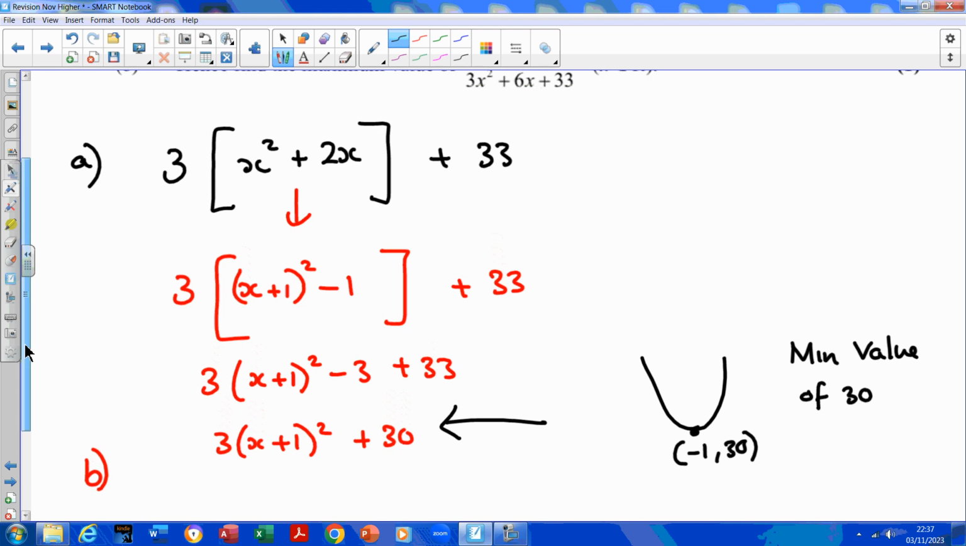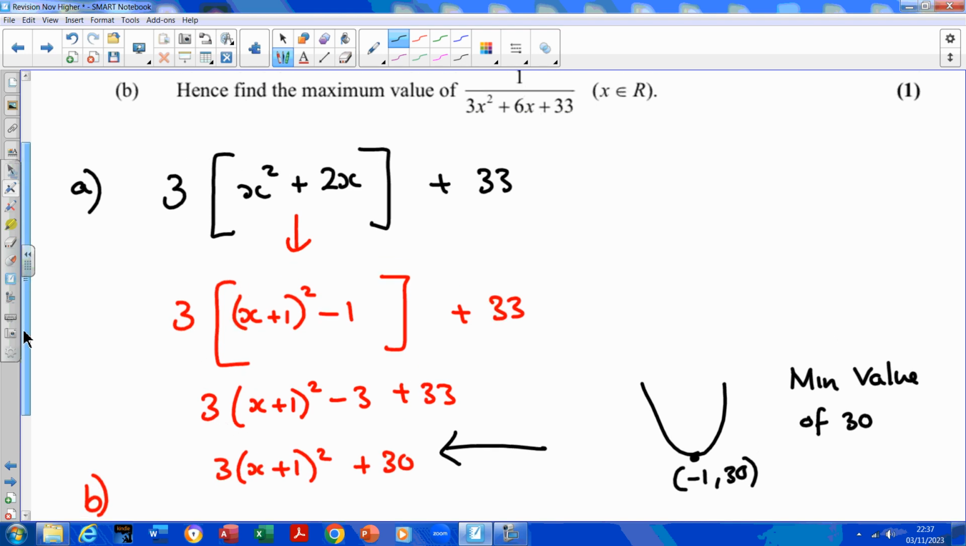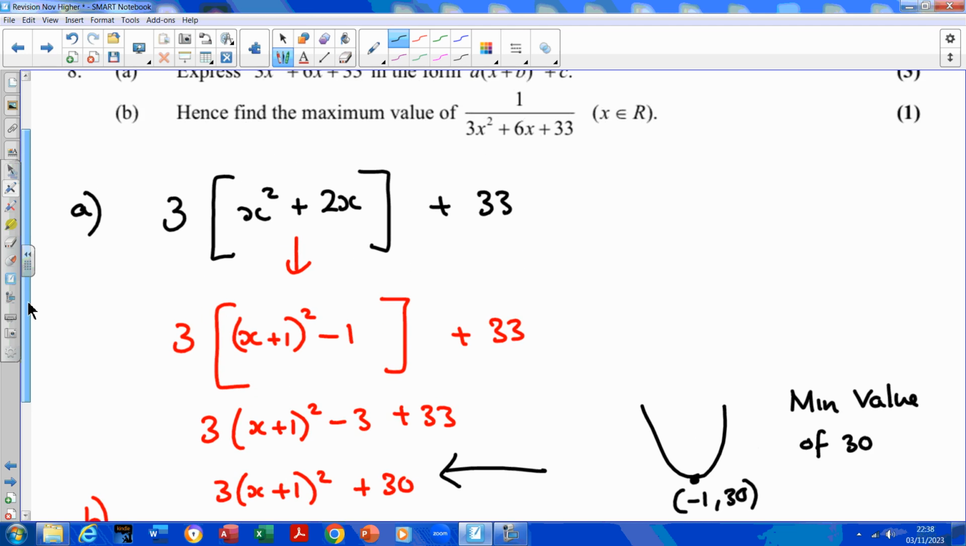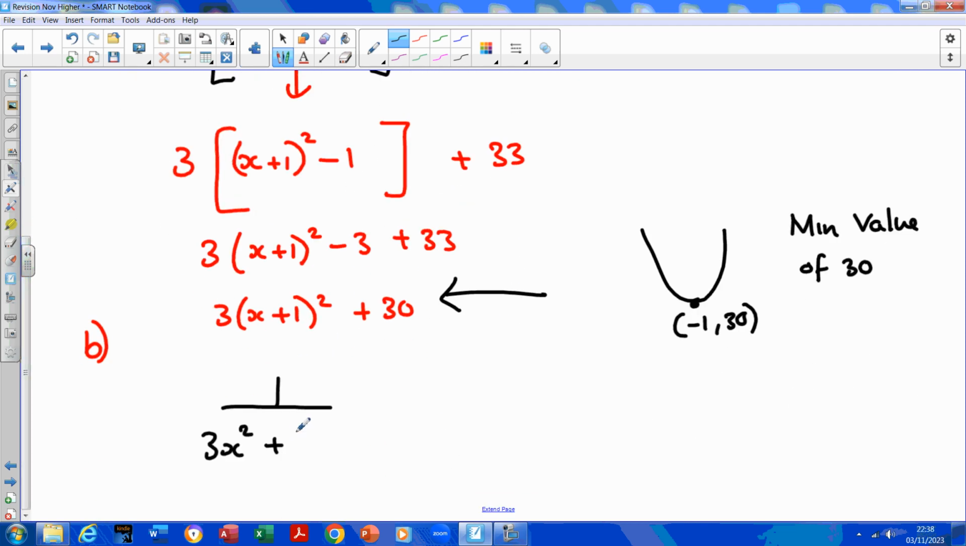Now, for the second bit of this, it says, hence find the maximum value of 1 over. So I want to find the maximum value of 1 over 3x squared plus, what was it, 6x plus 33. All you do for that is, you do 1 over, and whatever your maximum value or minimum value of this is, you substitute it in. So we know it was 30, so it's 1 over 30.